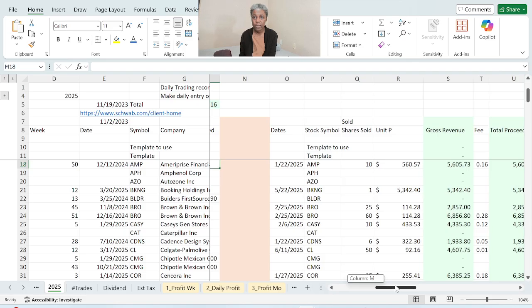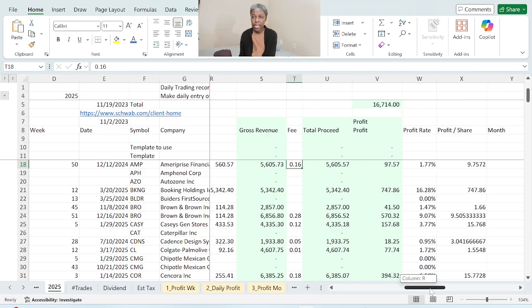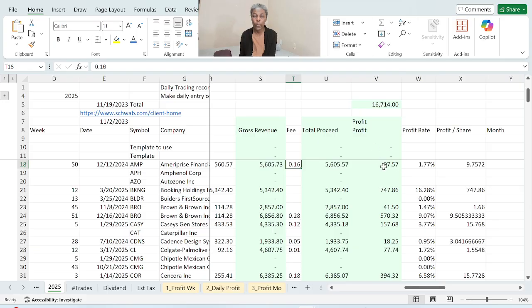And then when I sell it, I will enter again from the account history. I can pull the transactions and I will enter the date I sold it, the stock, the shares that I sold, and the price that I got for it. If there is any brokerage fee, I will take that into consideration as well. And we have formulas in it to calculate the profits, the profit rate, and the profit per share.